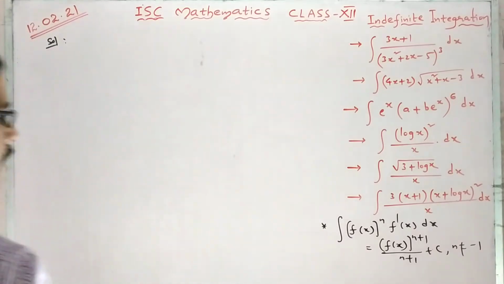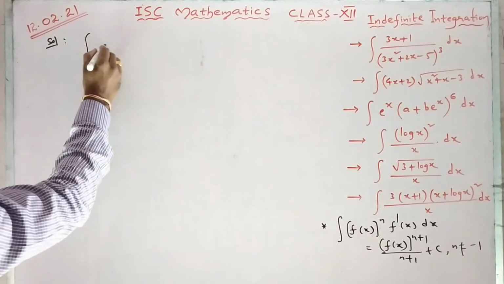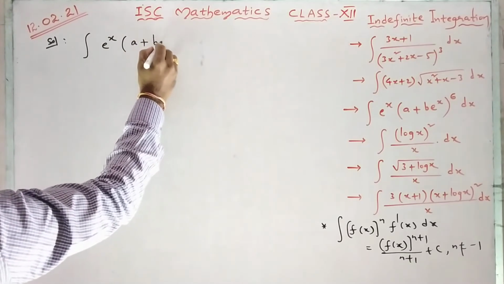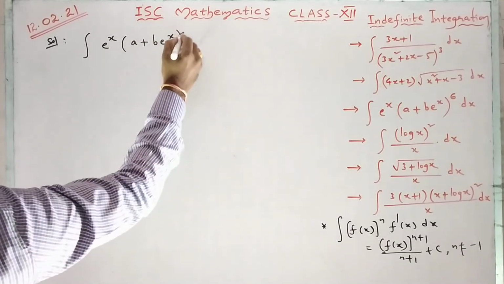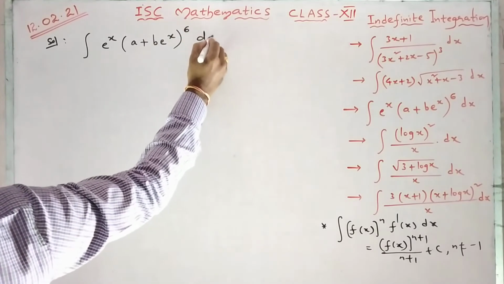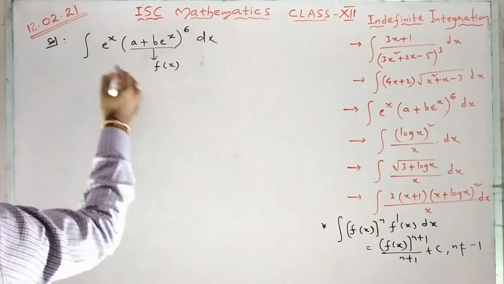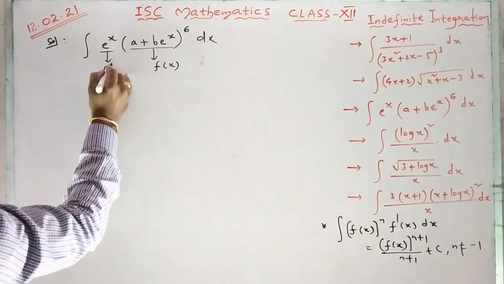See the third one. Integral e power x into (a plus b e power x) whole power 6 dx. Now this I will take as f of x, then this should be f dash x, right?